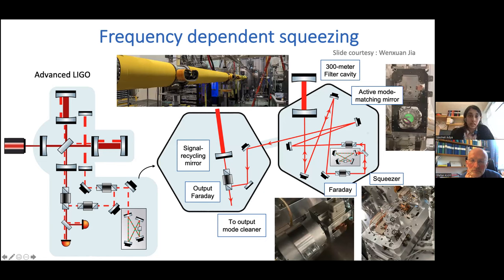This is a picture of the active mode matching mirror. If you squint really hard, you can see the squeezed light source, which is in vacuum in Virgo, and in LIGO it's outside the vacuum envelope. And this is the low loss Faraday isolator that I was talking about. This picture is very simplified, and it doesn't show any of the controls infrastructure that you need to control the optical path length of the filter cavity, its detuning, to make sure that you have the right rotation frequency and so on.